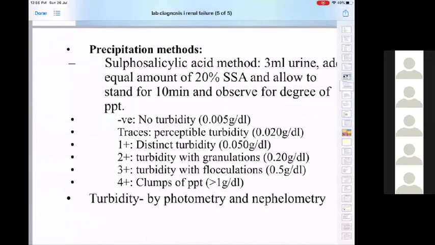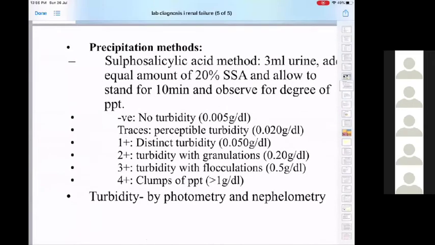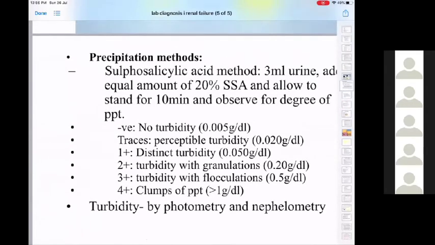In proteinuria, we use precipitation methods, such as the sulfosalicylic acid method. In this method, 3 ml of urine is added to an equal amount of 20% sulfosalicylic acid and allowed to stand for 10 minutes, and we observe the degree of precipitation. If there is no precipitation, there is no turbidity, meaning protein is less than 0.005 gram per dl.